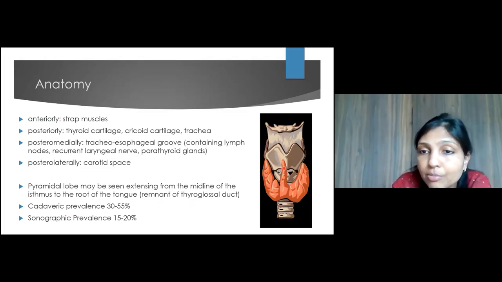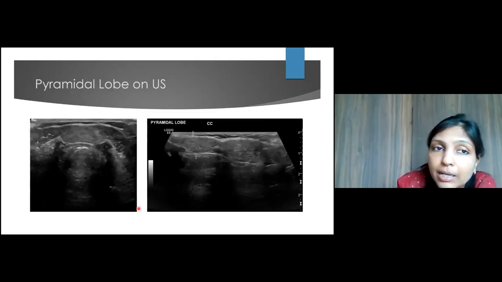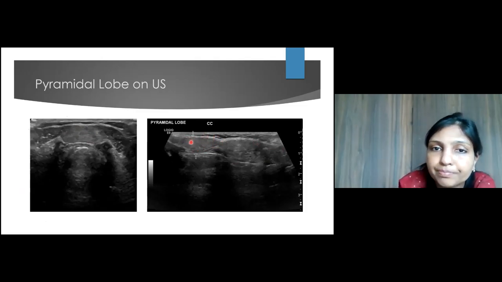And now this is significant because a significant number of patients actually have the pyramidal lobe. And this is important for identification, especially if the patient may be going for procedures like total thyroidectomy. So the cadaveric prevalence is up to 32-55%, sonographic prevalence of 15-20%. As seen on the ultrasound here, this is the pyramidal lobe, which is arising from the isthmus of the thyroid gland. On a longitudinal view, we see this is where the pyramidal lobe is.